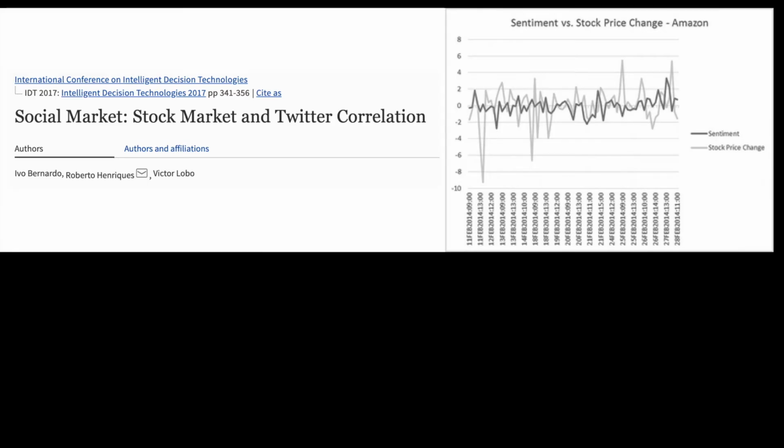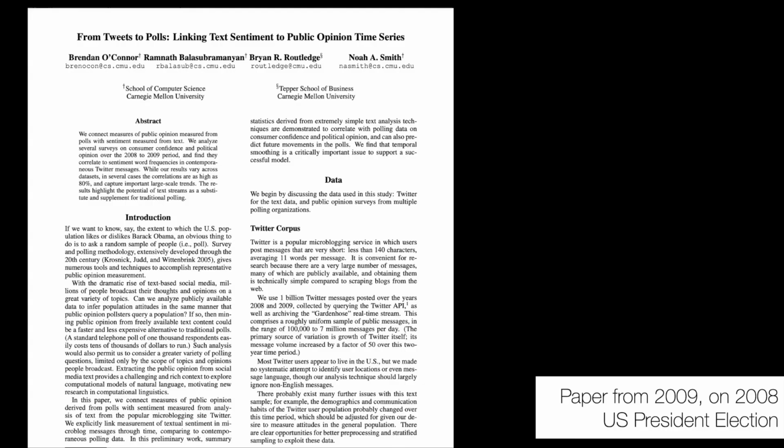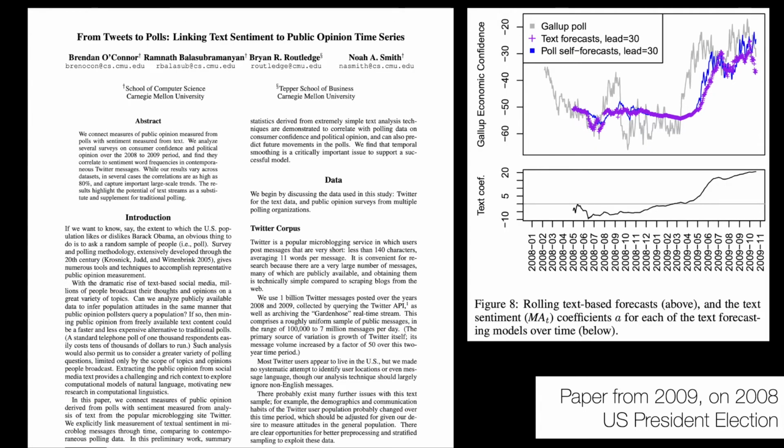Sentiment has been operationalized and studied explicitly for understanding its correlation with the stock market. This has been a popular area of research for almost a decade now, and in fact has been somewhat debunked. In 2009, a paper was released about the 2008 presidential election that compared sentiment in Twitter to public polls, and they found some correlation. They didn't find very strong causal relationships saying that social media drove Gallup polls, but there was some connection between self-forecasts or polling data and how people were discussing content on social media.